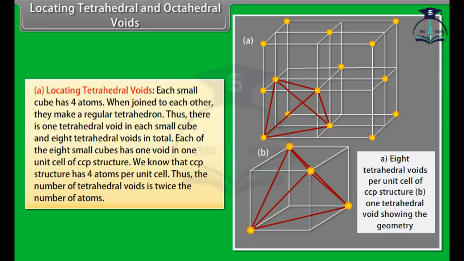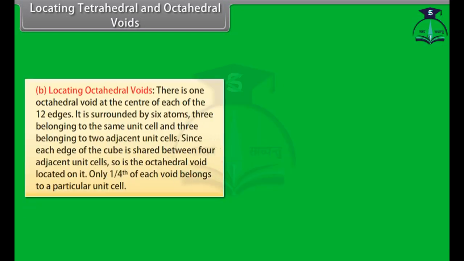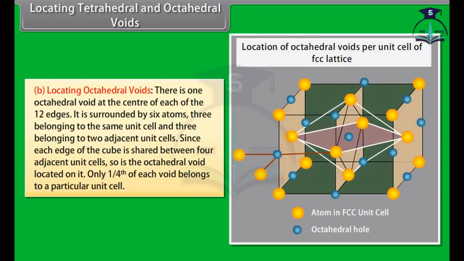We know that CCP structure has 4 atoms per unit cell. Thus, the number of tetrahedral voids is twice the number of atoms. Locating octahedral voids. There is 1 octahedral void at the center of each of the 12 edges. It is surrounded by 6 atoms, 3 belonging to the same unit cell and 3 belonging to 2 adjacent unit cells. Since each edge of the cube is shared between 4 adjacent unit cells, so is the octahedral void located on it.